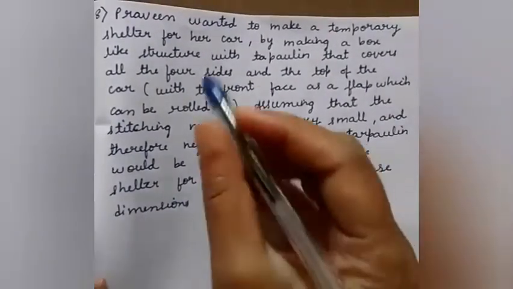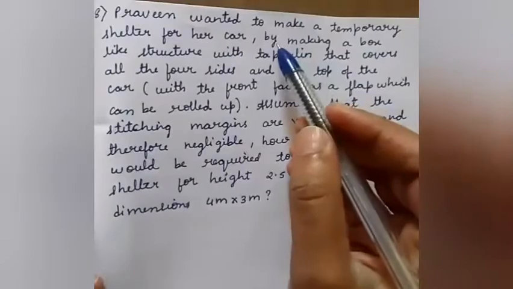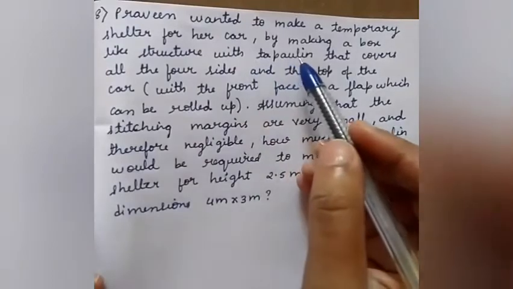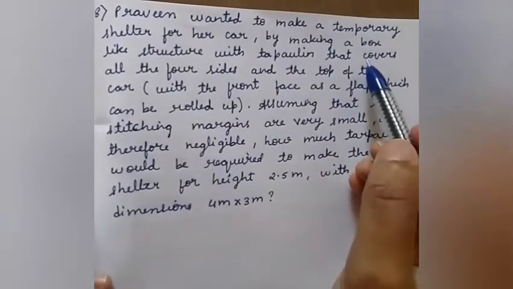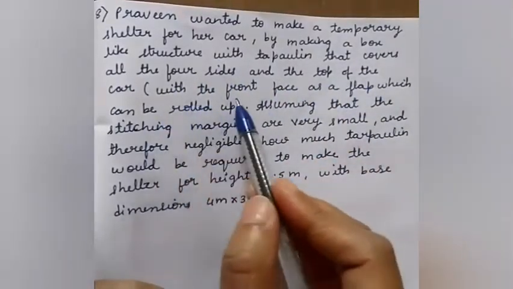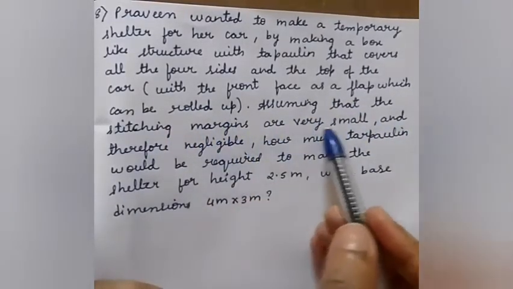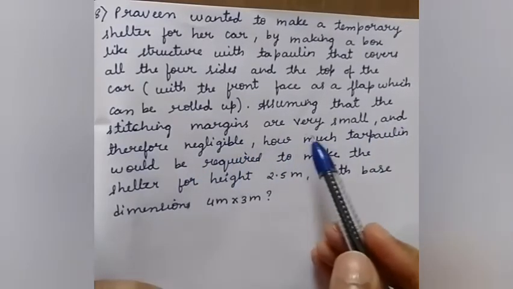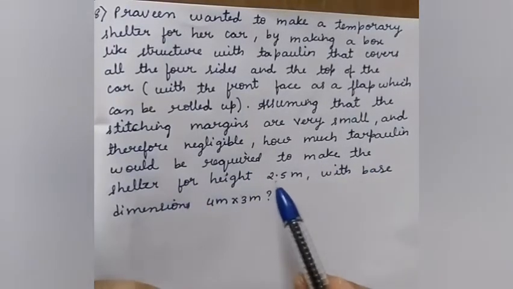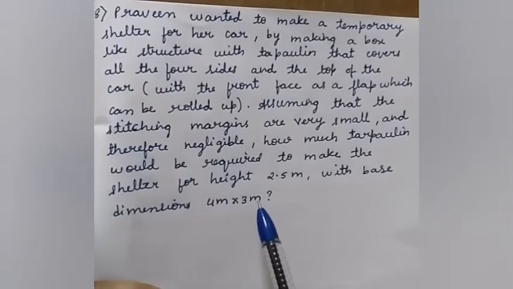8th problem given. Praveen wanted to make a temporary shelter for her car by making a box like structure with tarpaulin that covers all 4 sides and the top of the car, with the front face having a flap which can be rolled up. Assuming that the stitching margins are very small and therefore negligible, how much tarpaulin would be required to make the shelter for height 2.5 meter with base dimensions 4 meter into 3 meter.